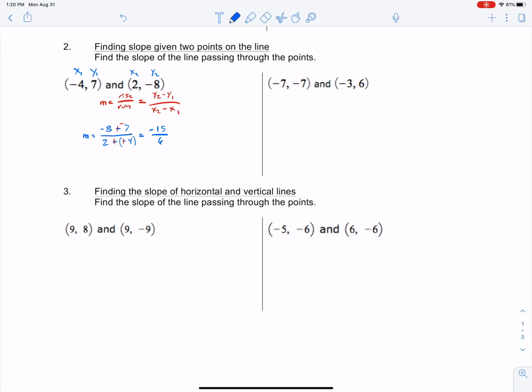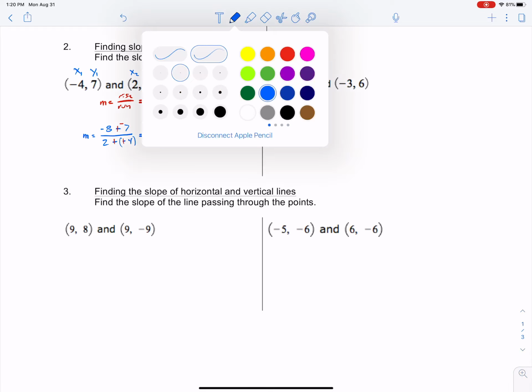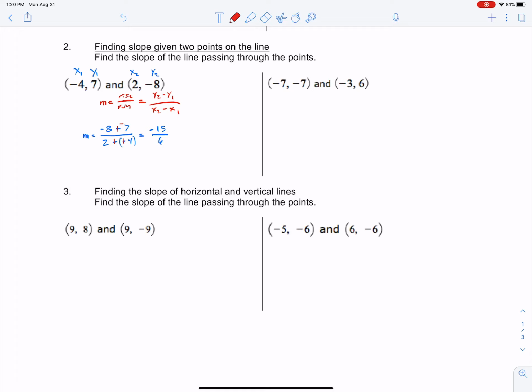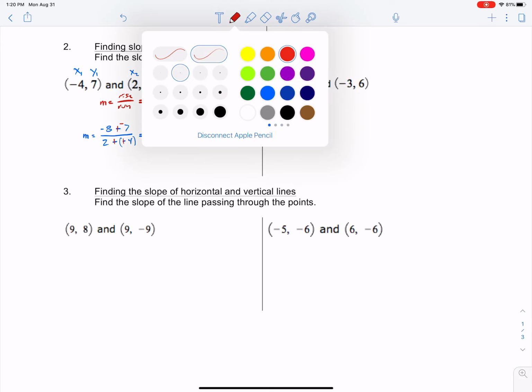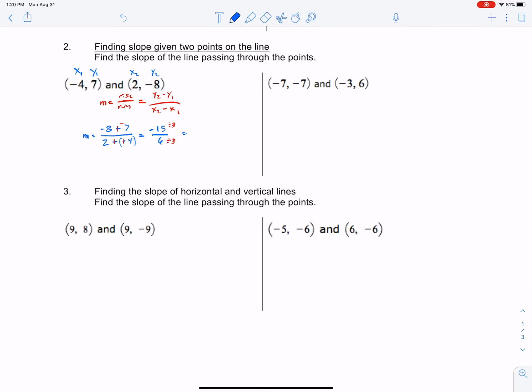We want to simplify this fraction, and the greatest number that goes into 15 and 6 is 3. Let's divide by 3. Negative 15 divided by 3 is negative 5. 6 divided by 3 is 2. So my slope is negative 5 over 2. Try this one on the right-hand side.